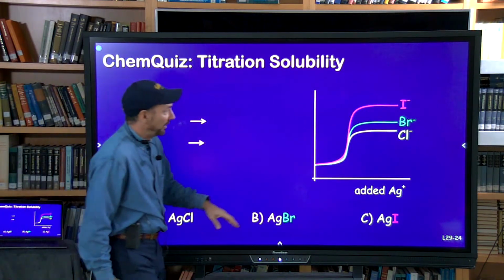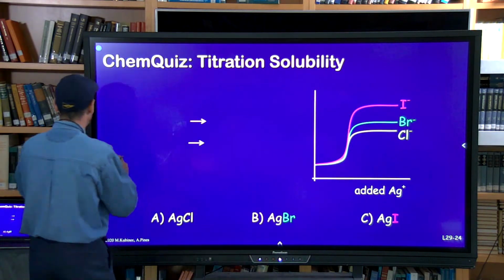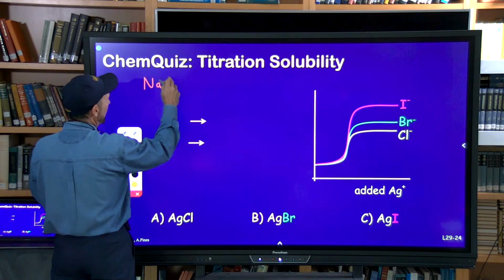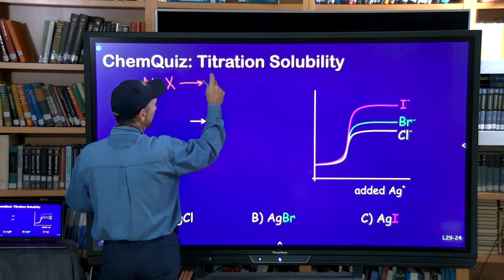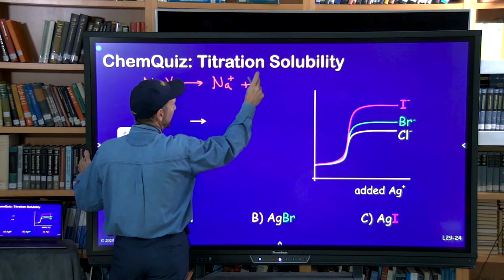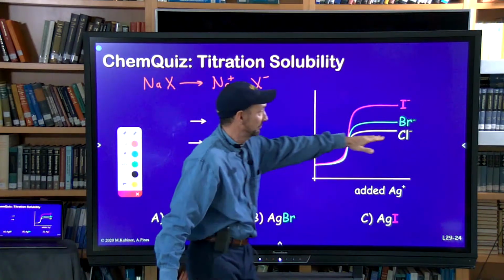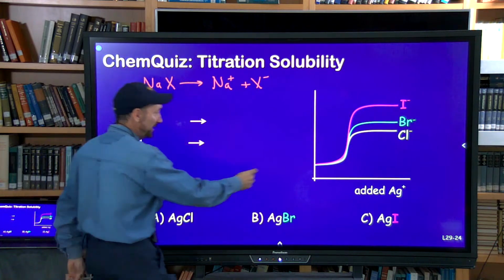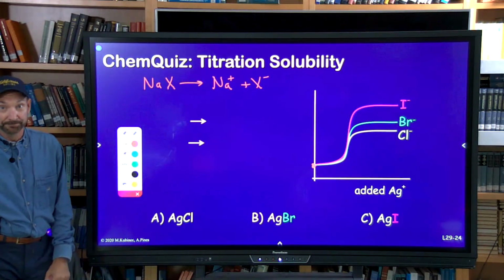So what we see here is we started out with sodium X, NaX, and I told you that was very soluble. So that totally dissociates into Na plus and X minus. And X is either Cl, Br, or iodine. So initially, all the ion concentrations are the same.